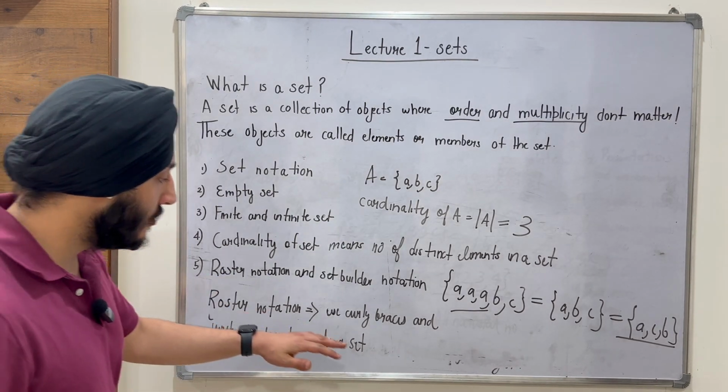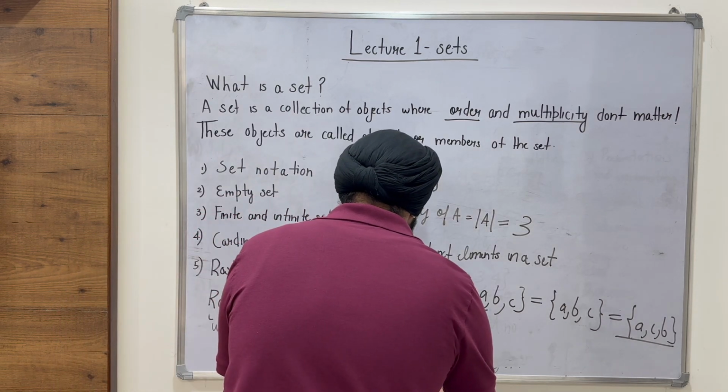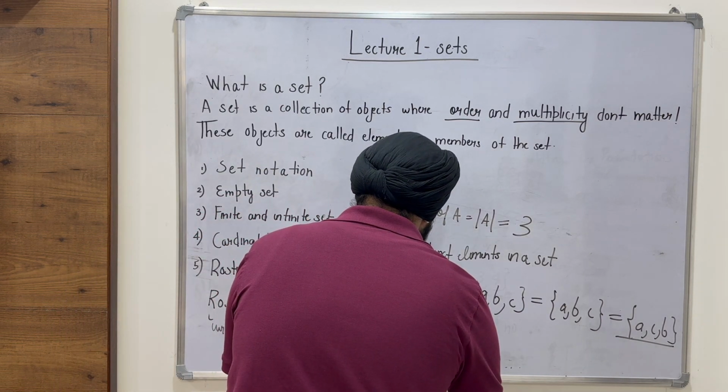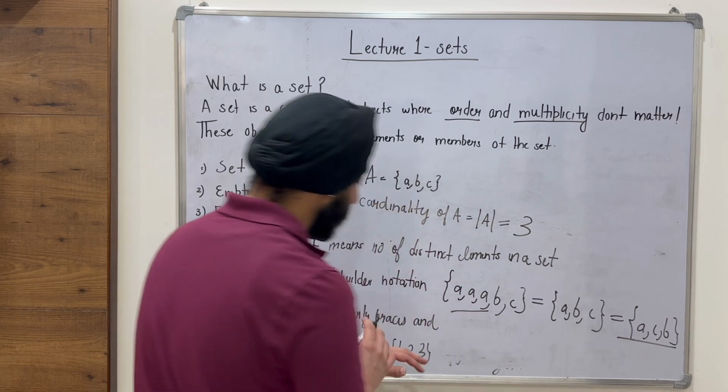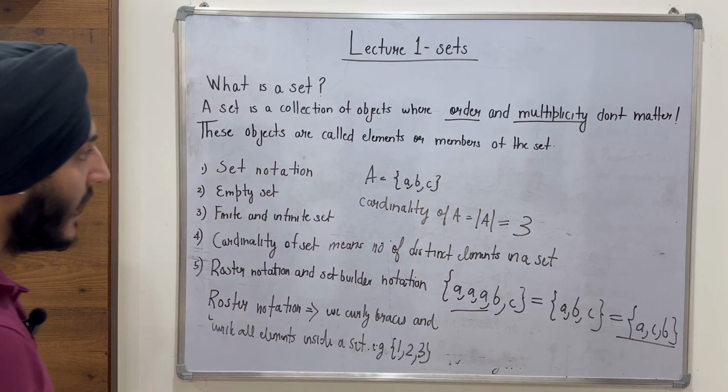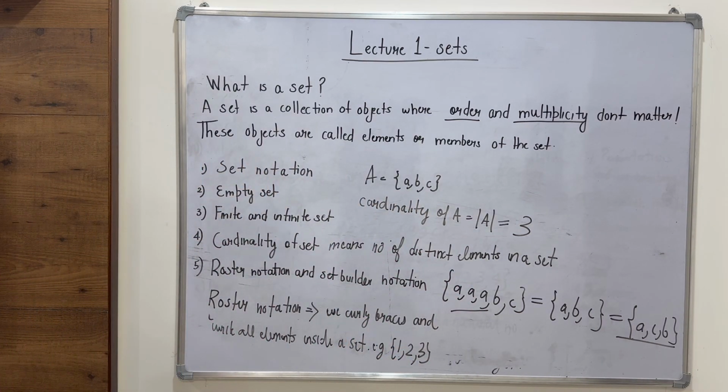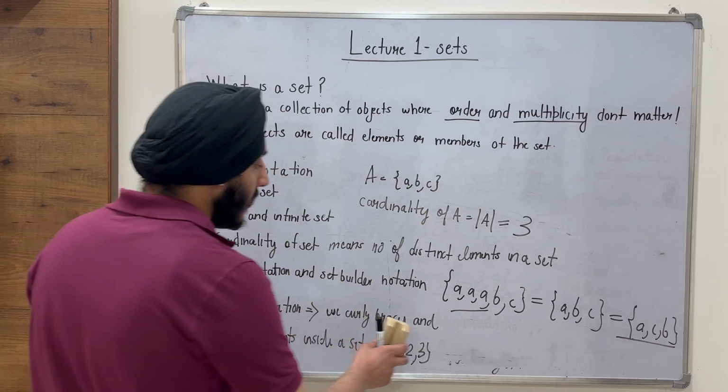So roster notation would be this. So example, 1, 2, 3. This would be a simple roster notation. And moving on, let's try to understand what is the set builder notation.